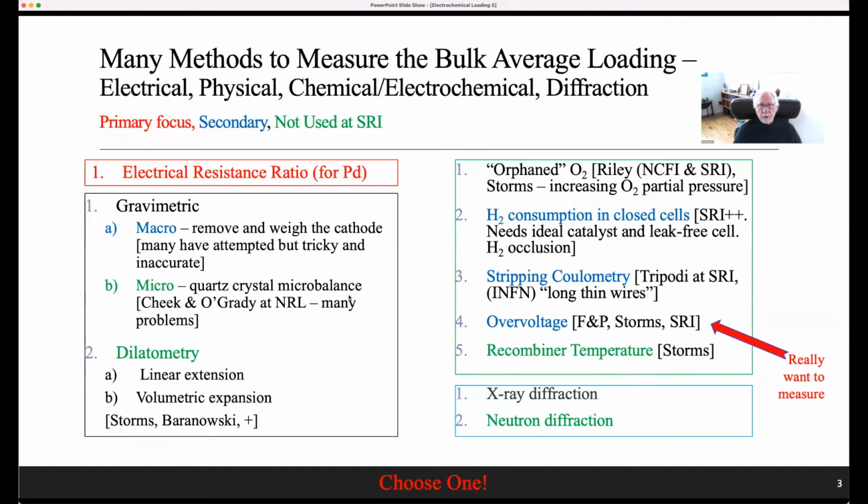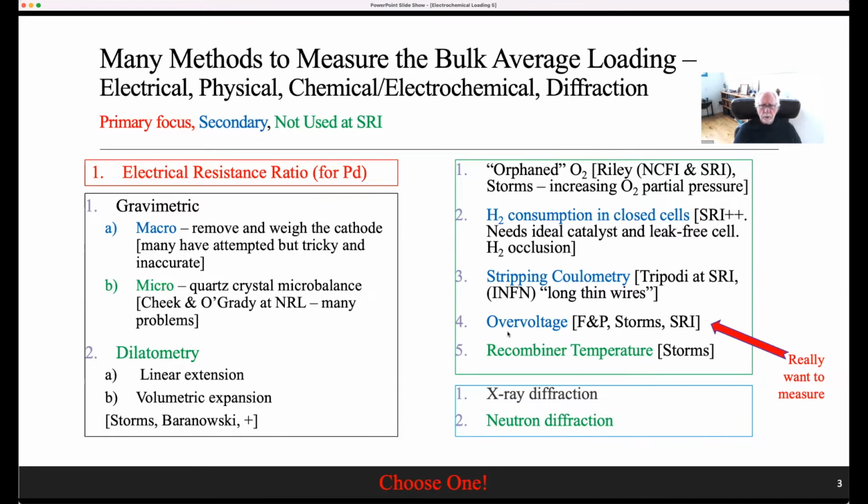Our primary method was resistance ratio, which I'd worked on for a decade before 1989, but as secondary methods, we used simply gravimetric weighing of cathodes and hydrogen consumption in closed cells, and also stripping coulometry, primarily to calibrate the resistance ratio versus loading functionality.